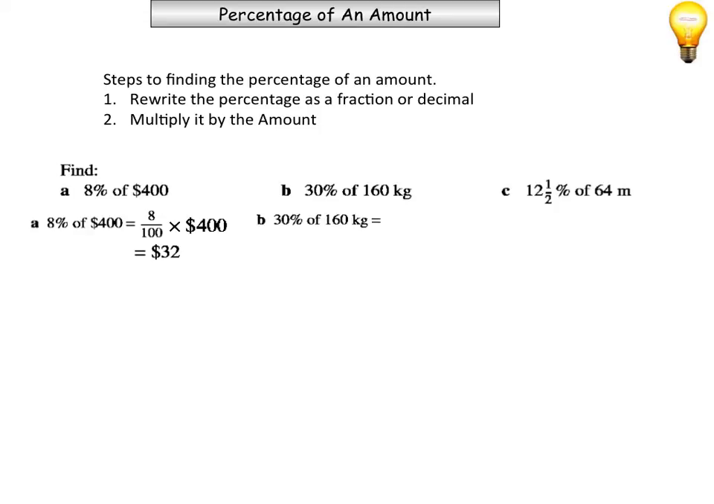In the second one, we've got 30% of 160 kilos. So remember here, percentage, and this is our amount. So first step is to write the percentage as a fraction. So we've got 30, which comes from our percentage, and 100, which is the denominator in every case when we have a percentage represented as a fraction. Multiplying it by the amount, and that gives us 48 kilograms.